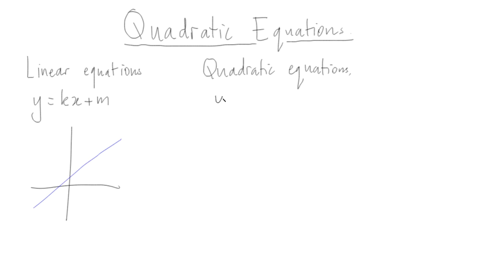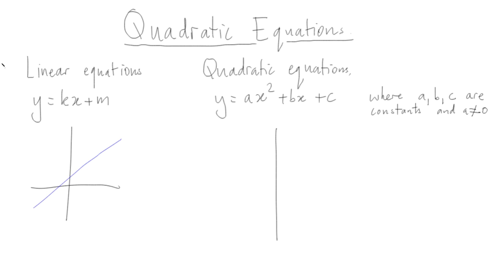And they take the form y equals a times x squared plus bx plus c, where a and b and c are constants and a is not equal to 0. Otherwise, we're just back to a linear function. And graphs of these functions look like this. And the various values of a, b and c define the properties of the graph.